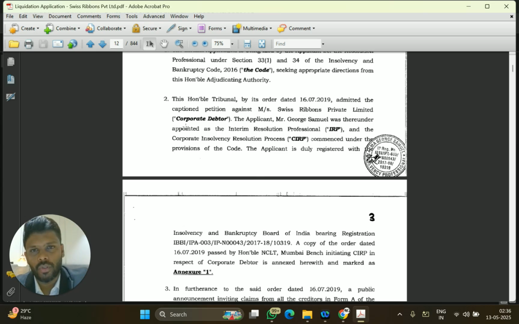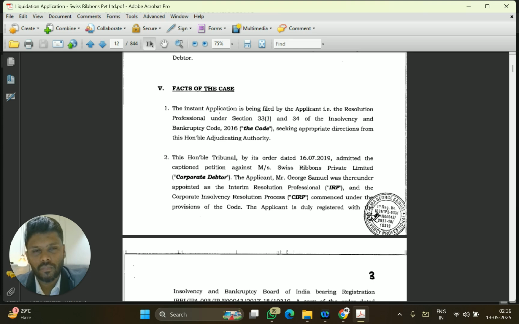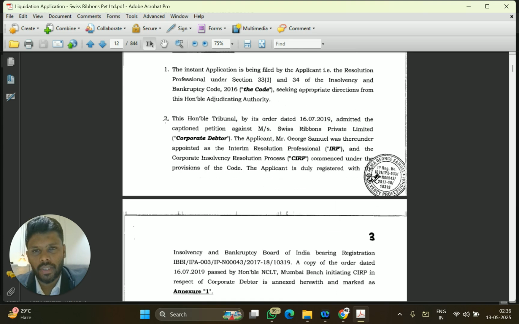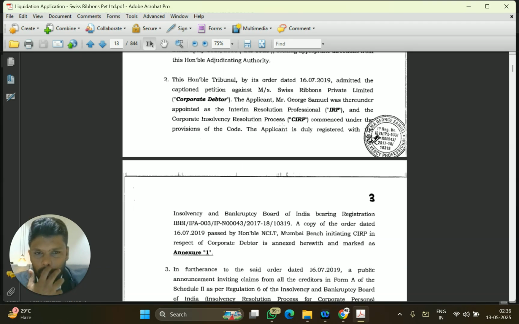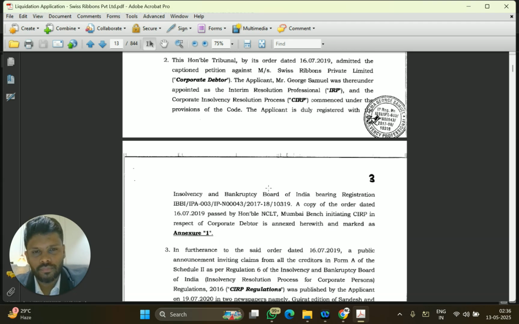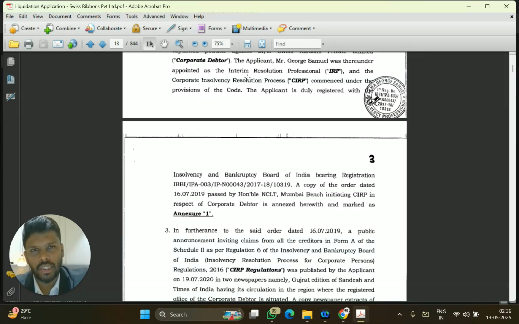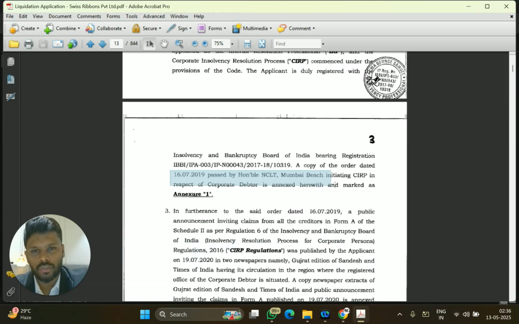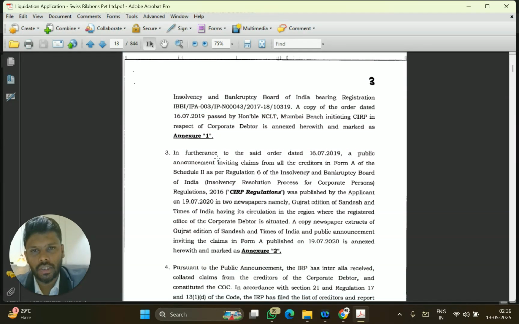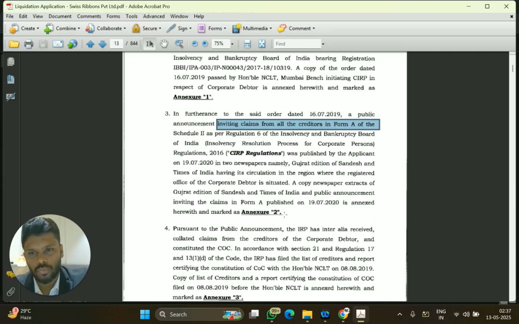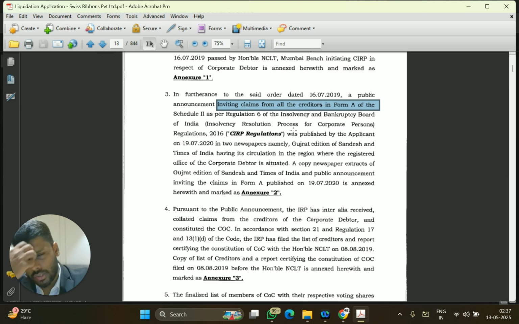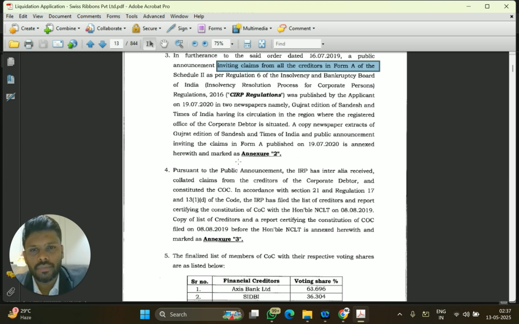So here, para number 1, the instant application is filed for seeking liquidation. Para number 2, we will speak about the admission order, in the beginning, as to in what circumstance and on what date the admission order was passed. This is the date on which the company was put into CIRP. Second, the RP invited claims of creditors in Form A. The annexures are annexed, with whatever amendments were made.